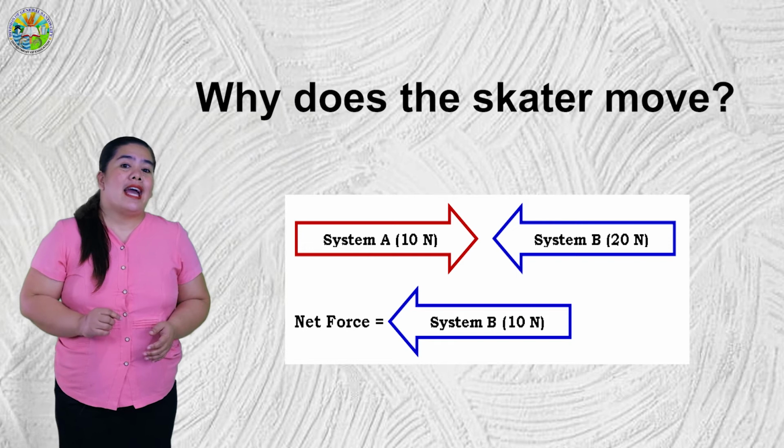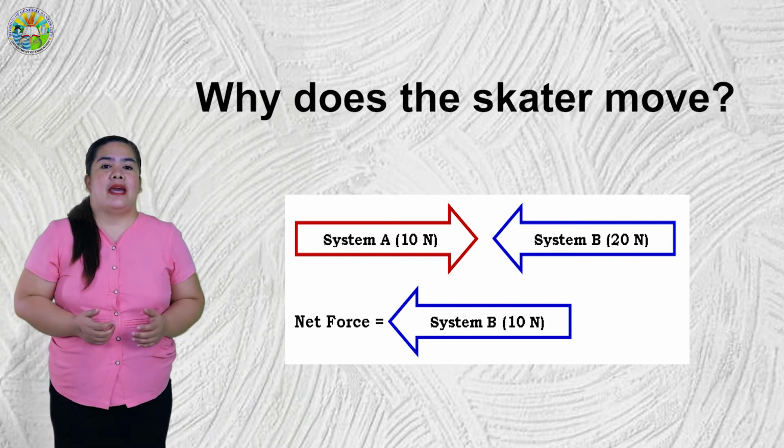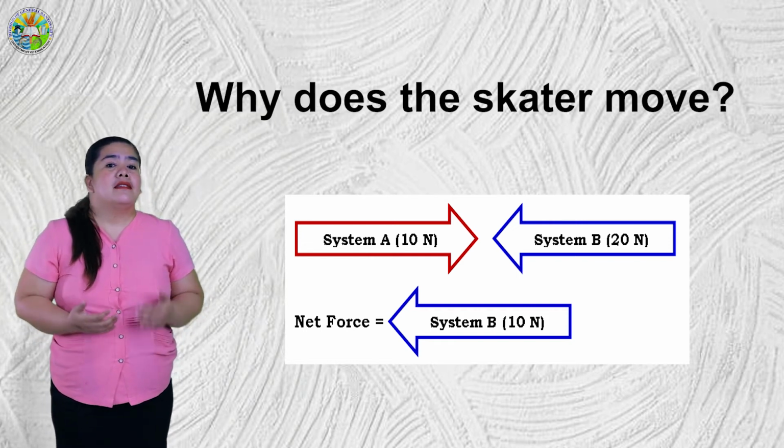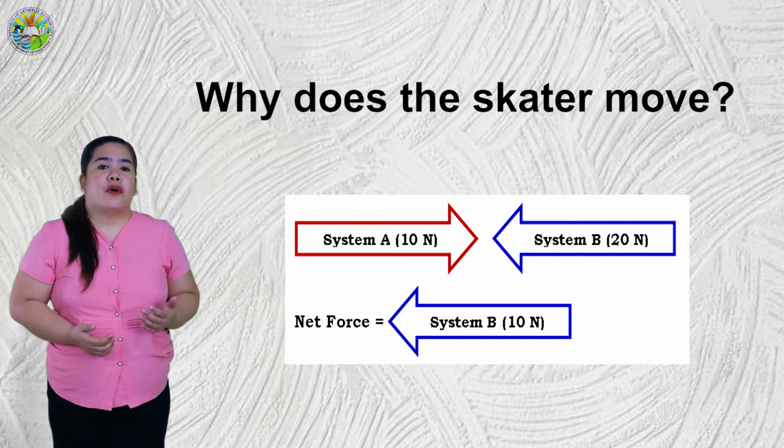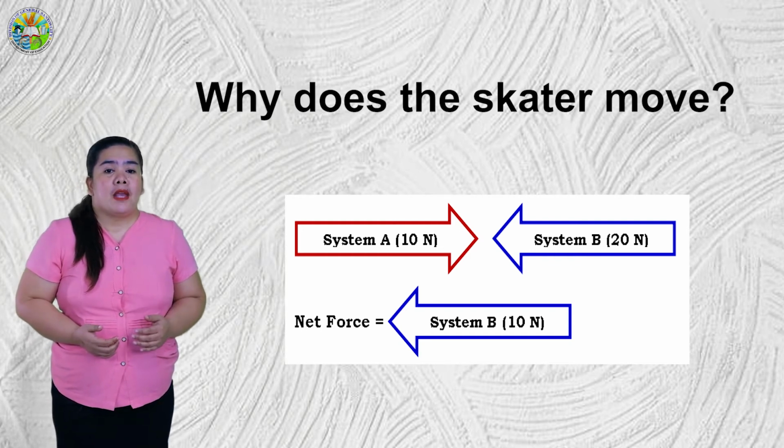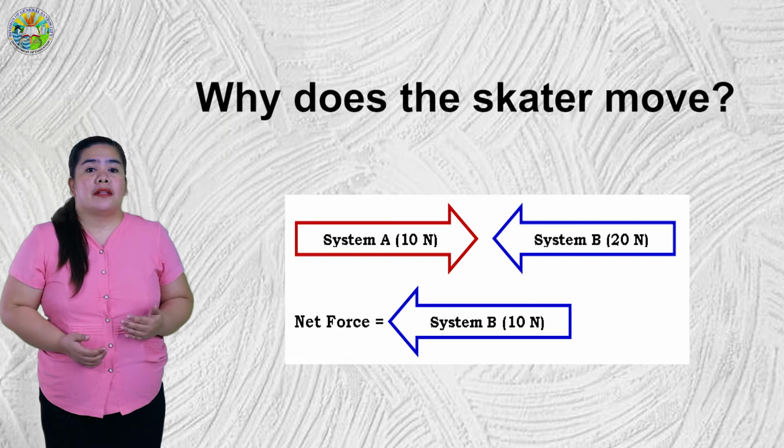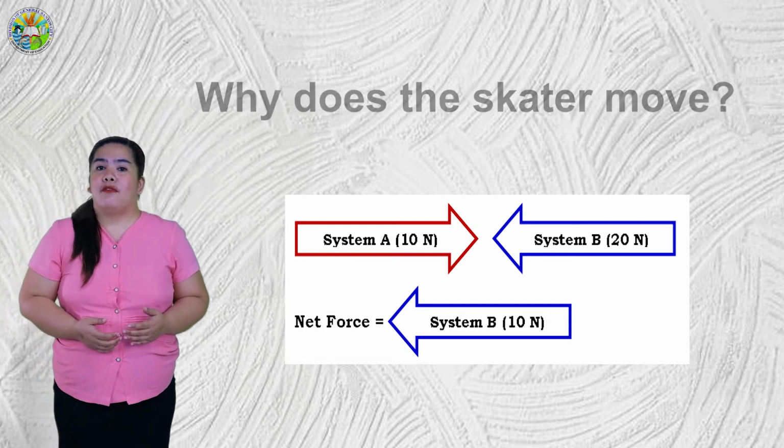It is because a net force is acting on these systems. It may mean that system B has greater force than that of system A. Thus, the direction of the object will follow the direction of the net force.